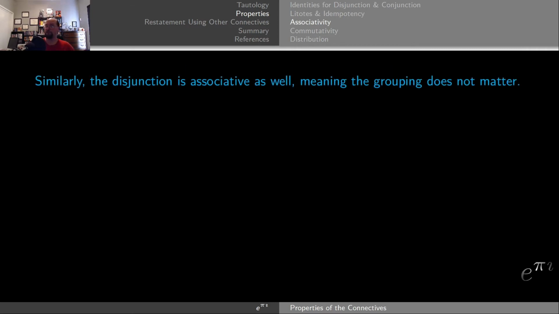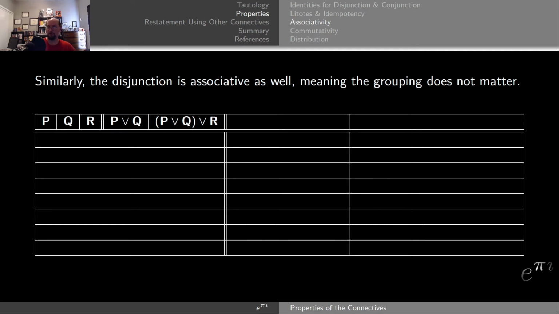Similarly, the disjunction is associative as well, meaning the grouping does not matter. Now, this is tedious to show also. You have 3 factors, each of which can be true and false, giving you 8 cases. But there is an absorption property happening here. The minute a true appears, the entire disjunction will absorb into that true. So, let's go ahead and work through some of this fairly quickly.